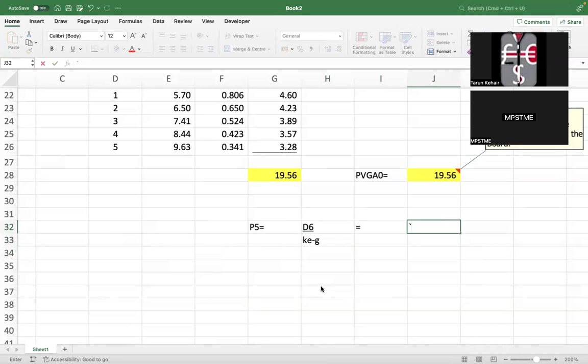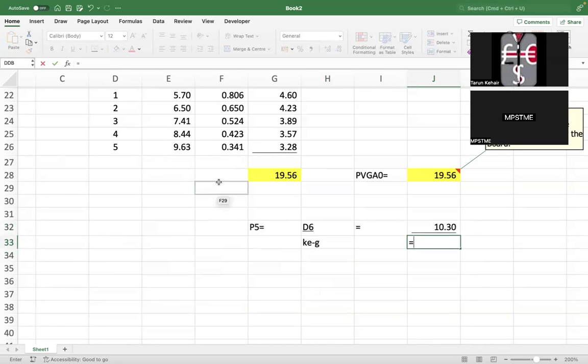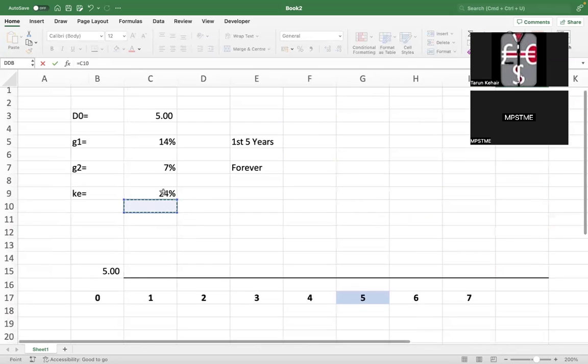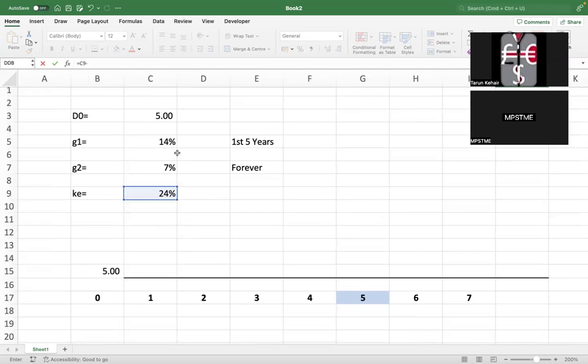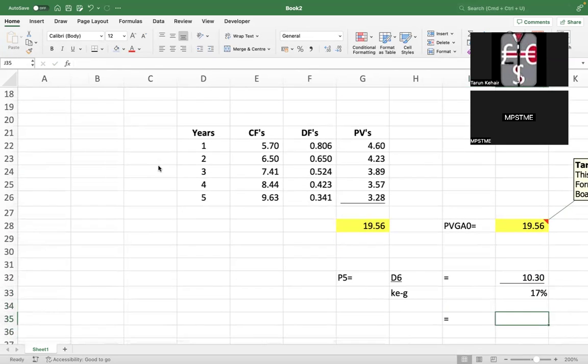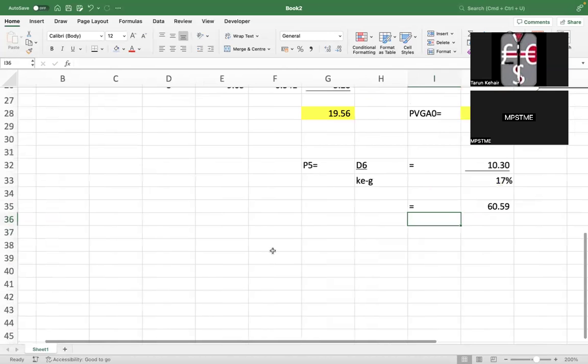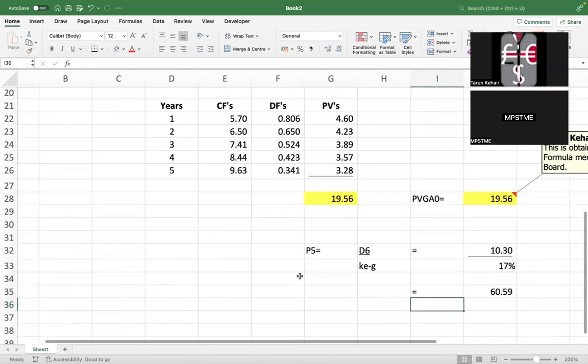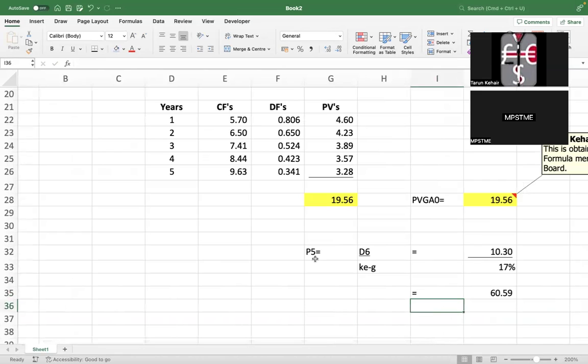What will be the 6th year dividend? It will be the 5th year dividend into 1 plus 7% growth rate, क्योंकि उसके बाद 7% का ग्रोथ है, divided by KE minus G. KE is 24% minus G मतलब growth rate of 7%. So it will be 10.3 by 17%, which is 60.59. This is what? This is the value of the indefinite phase.